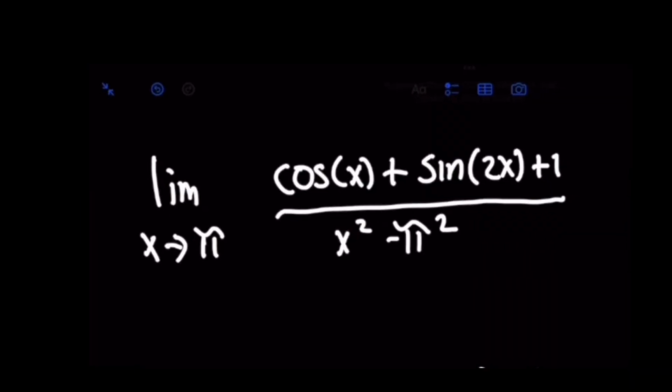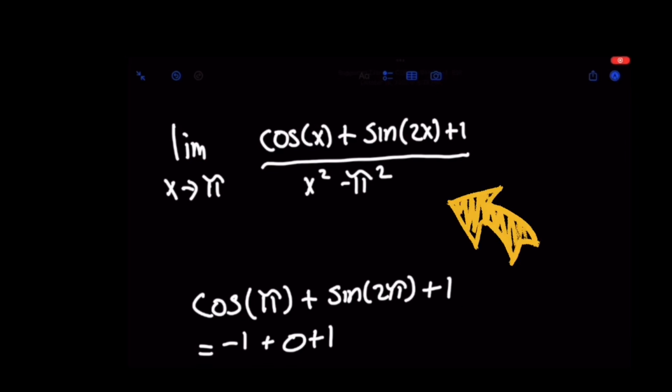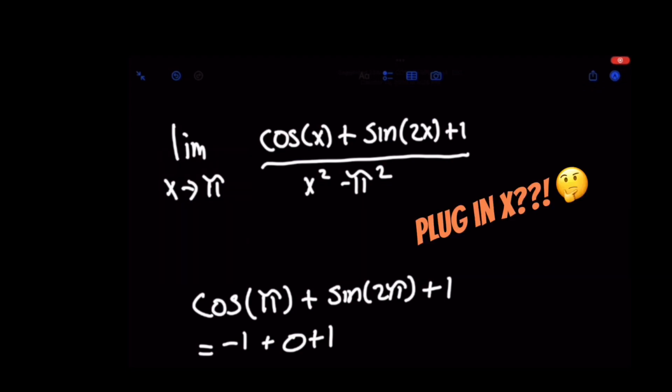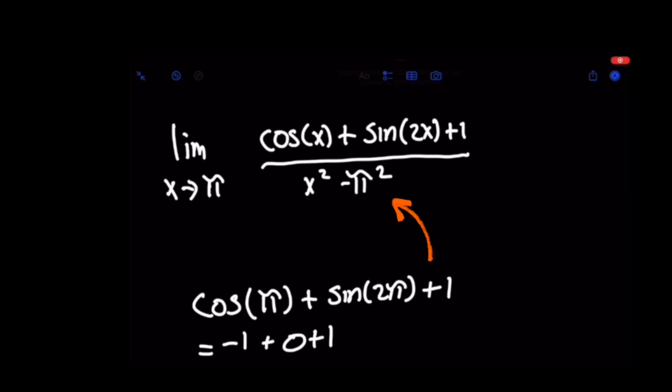Hey everyone, when you have the limit of cosine of x plus sine 2x plus 1 all over x squared minus pi squared with x approaching pi, your first thought might be to just simply plug in pi for x, and that's reasonable. We have a problem though. When you plug in pi into the denominator, you'll be dividing by 0, and we all know that's a really bad day, because you can't do it, right?